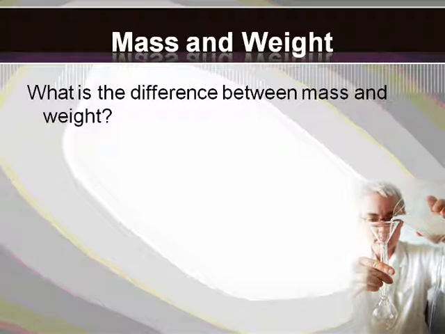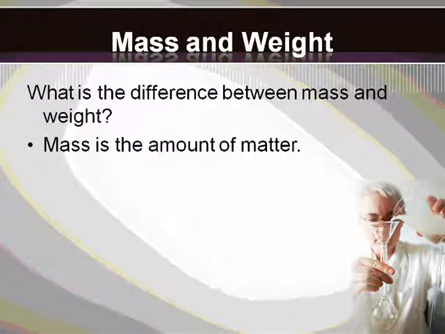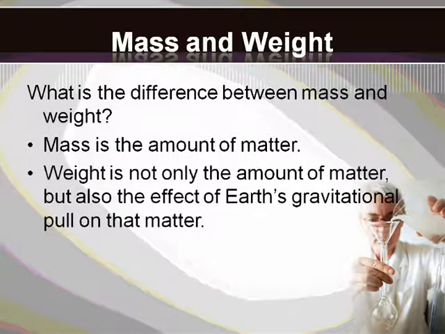So what is the difference between mass and weight? Mass is the amount of matter something has. We just discussed that. However, weight is not just the amount of matter, but it's also the effect that the gravitational pull has on that matter. When we weigh ourselves, standing on a scale, it's measuring how much force we are placing onto the earth because of the gravitational pull. And so that is what weight is, and that's how mass and weight differ.